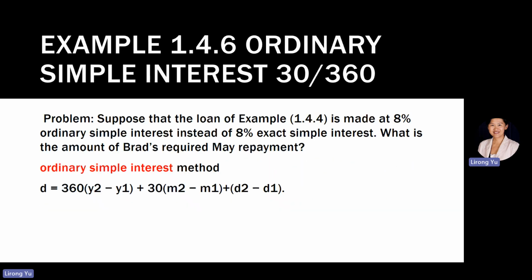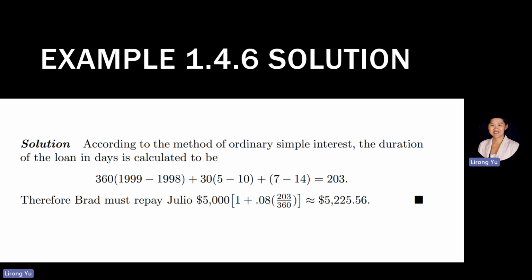So with that, we end up with this calculation. 360 times 1, that's 1 year. So 30 times -5, and then 7 minus 14 is -7. Altogether, we have 203. So not too bad. Not as accurate as 205, a little less than 205, but we also have a smaller number in the denominator. So this is assuming we have 30 days every month and 12 months in the year. So 30 times 12, we have 360 days in a year.